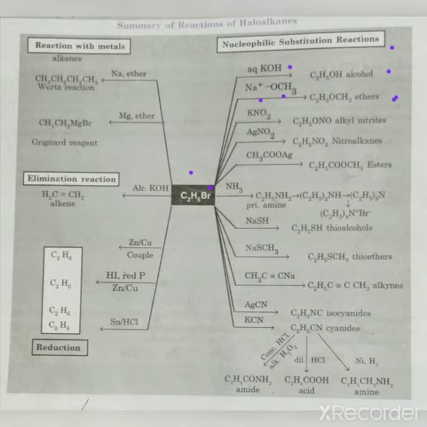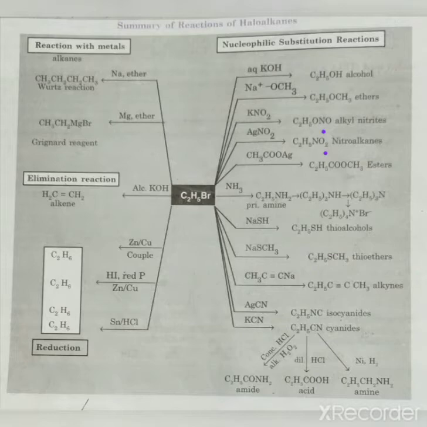When it is treated with KNO2, nucleophilic substitution takes place and we get the product C2H5ONO. Because I told you it is an ambident nucleophile, there are two ways of attack. That is, it forms ONO. In the other case, when it is AgNO2, it gives rise to NO2, that is nitroalkane.